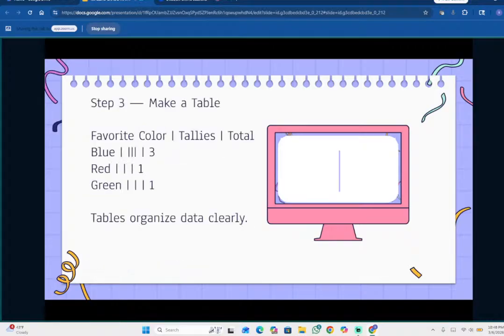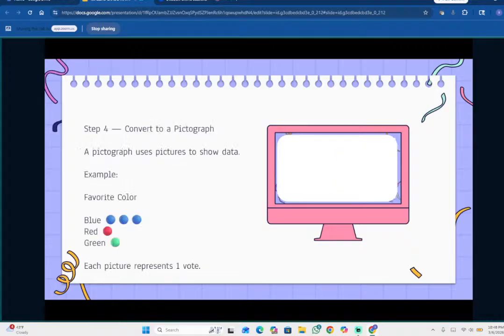And now we convert this table into a pictograph. A pictograph uses pictures to show data. For example, favorite color, blue. We have 3 blue dots, meaning 3 of those pictures represent 3 votes for the color blue. So blue got 3 votes from 3 people. Red got 1 vote from 1 person. Green got 1 vote from 1 person.